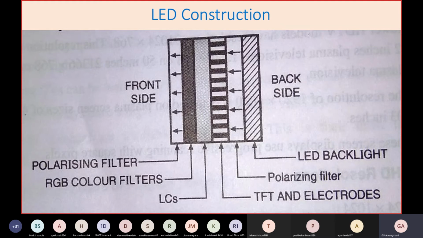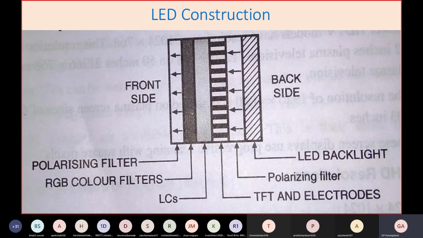Now if you see this particular image, you will find the LCD is always there, because the LCD is used to switch the light on or off, deciding which light is to be passed and which is to be blocked. But this light, instead of coming from CCFL, is coming from an LED source. Here, this is the backside, which means the LED backlight is there. For LED TV, the backlight used is LED. For LCD TV, the backlight used is CCFL. That is the basic difference between LCD TV and LED TV.